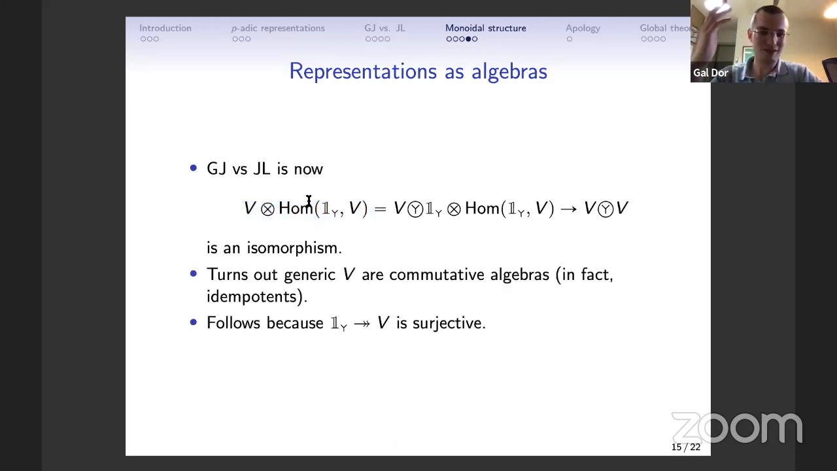Not only that, but in fact, the fact that it is an isomorphism also follows completely formally. It turns out that in any abelian symmetric monoidal category where the tensor product is right exact, if you have a surjection between the unit object and V for any object V, then automatically this map V tensor Hom from 1 to V to V is an isomorphism. In our case, this is true because if there is a map between the Whittaker space and an irreducible representation, then this map is always surjective because the representation is irreducible.